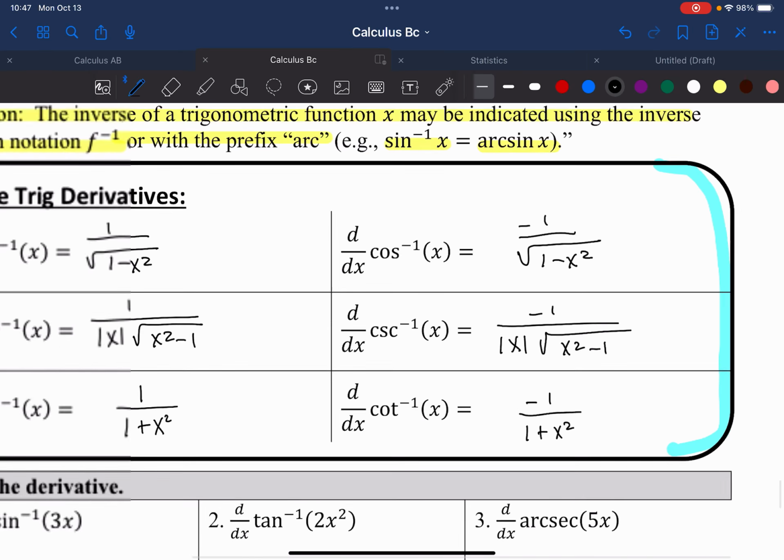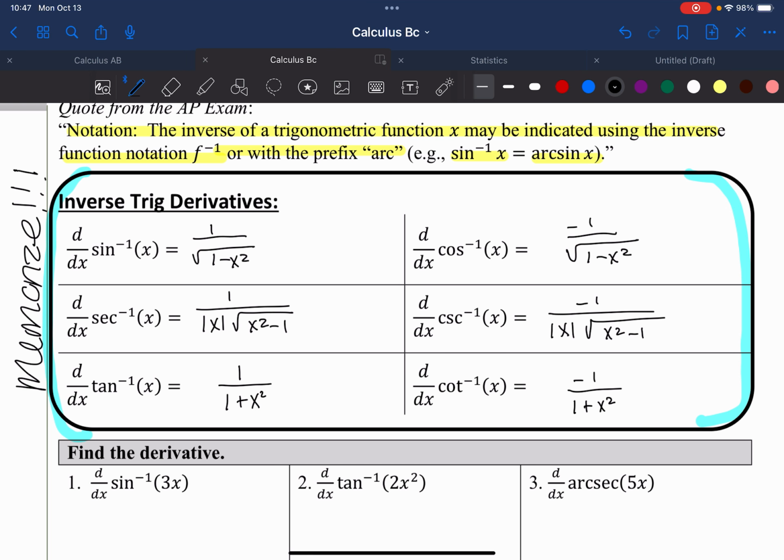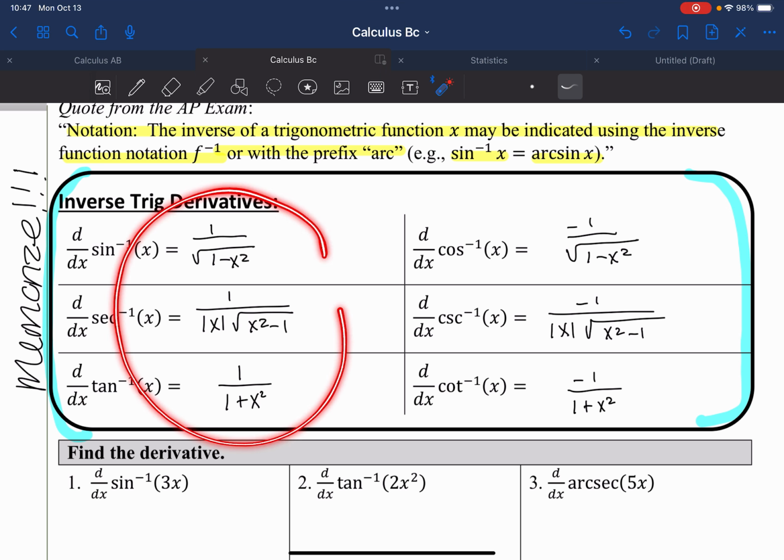Okay. Notice that the derivative of the inverse of sine and the derivative of the inverse of cosine are the same, except cosine has a negative. The derivative of the inverse of secant and the derivative of the inverse of cosecant are the same, except for that negative. And then same with the inverse of tangent and the inverse of cotangent. So honestly, if you just memorize these ones, and then remember that if it starts with the C, cosine, cosecant, or cotangent, it's going to have a negative in the front.